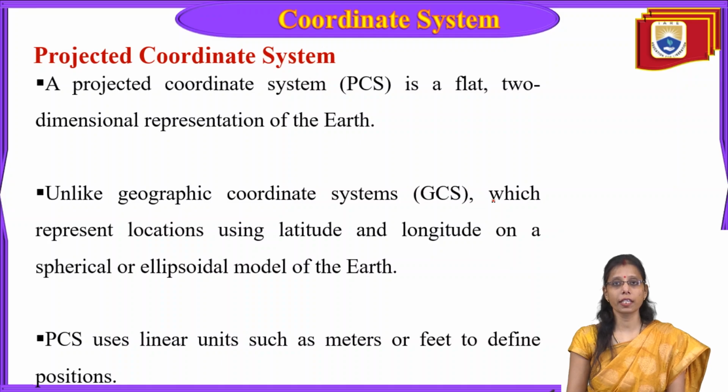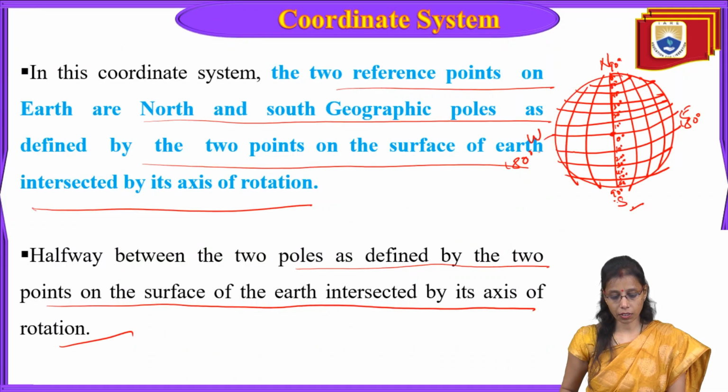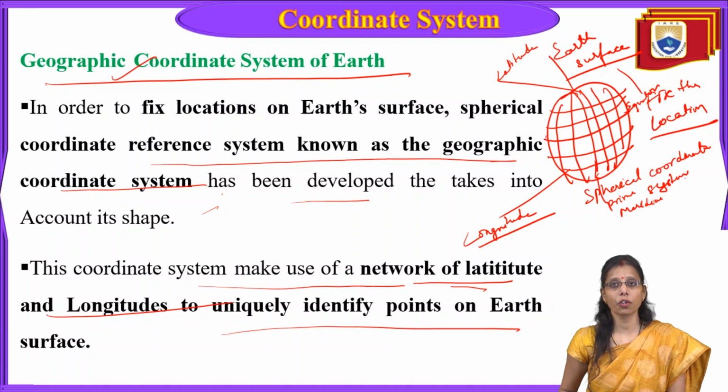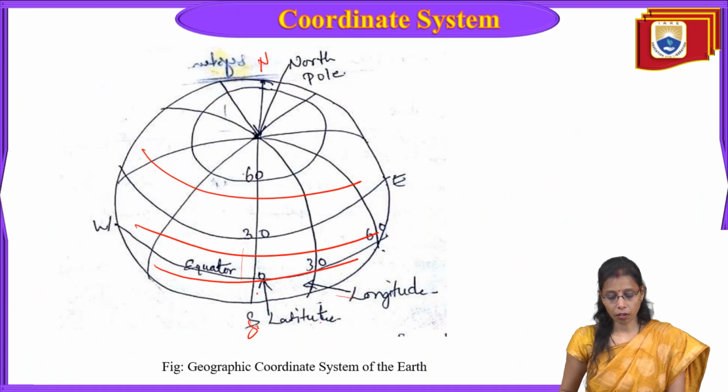What is a projected coordinate system? These are the 3 types of coordinate system we use to convert the 3D information to 2D information. And the geographic coordinate system is used only for the spherical Earth. So when you want to convert the spherical Earth coordinate system to the 2D map, then we use this geographic coordinate system to assign positions on the map.